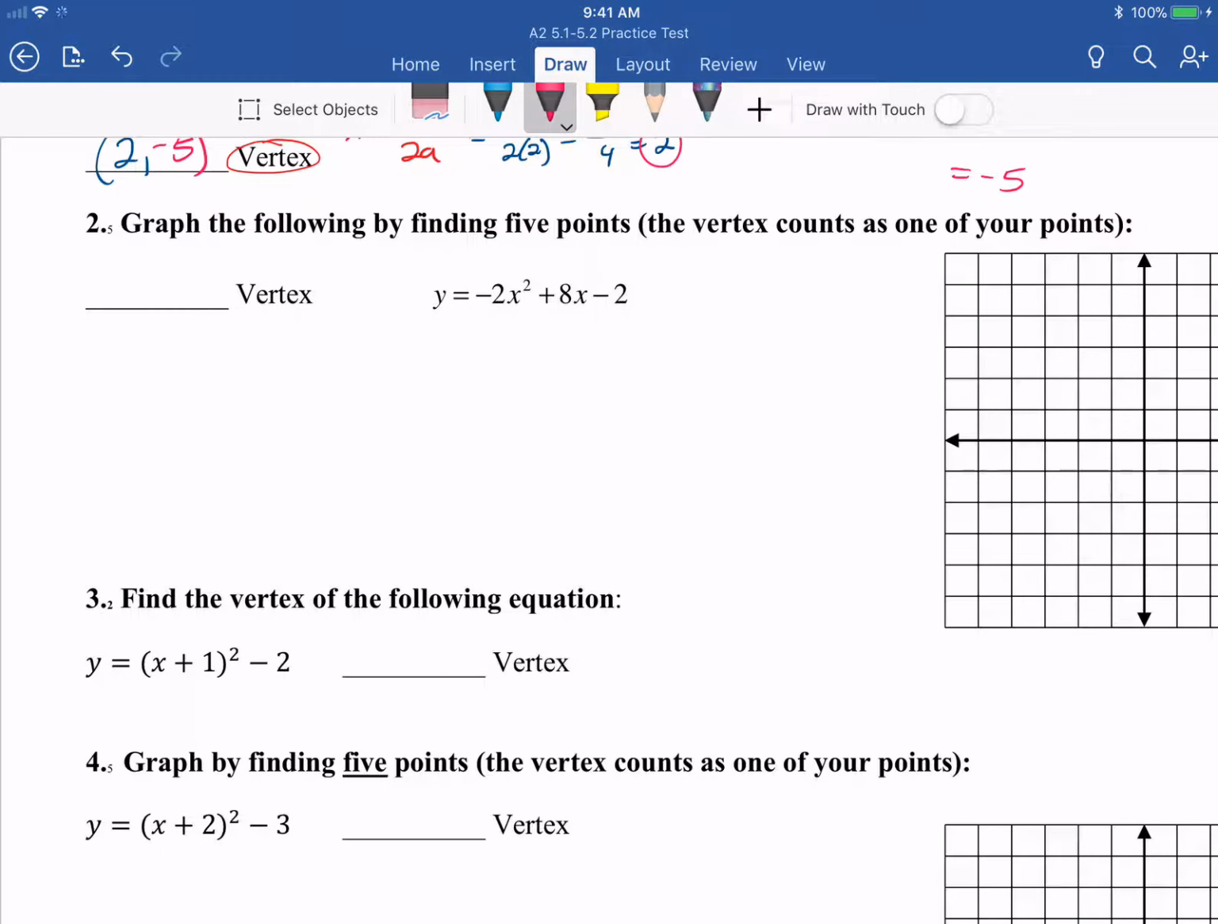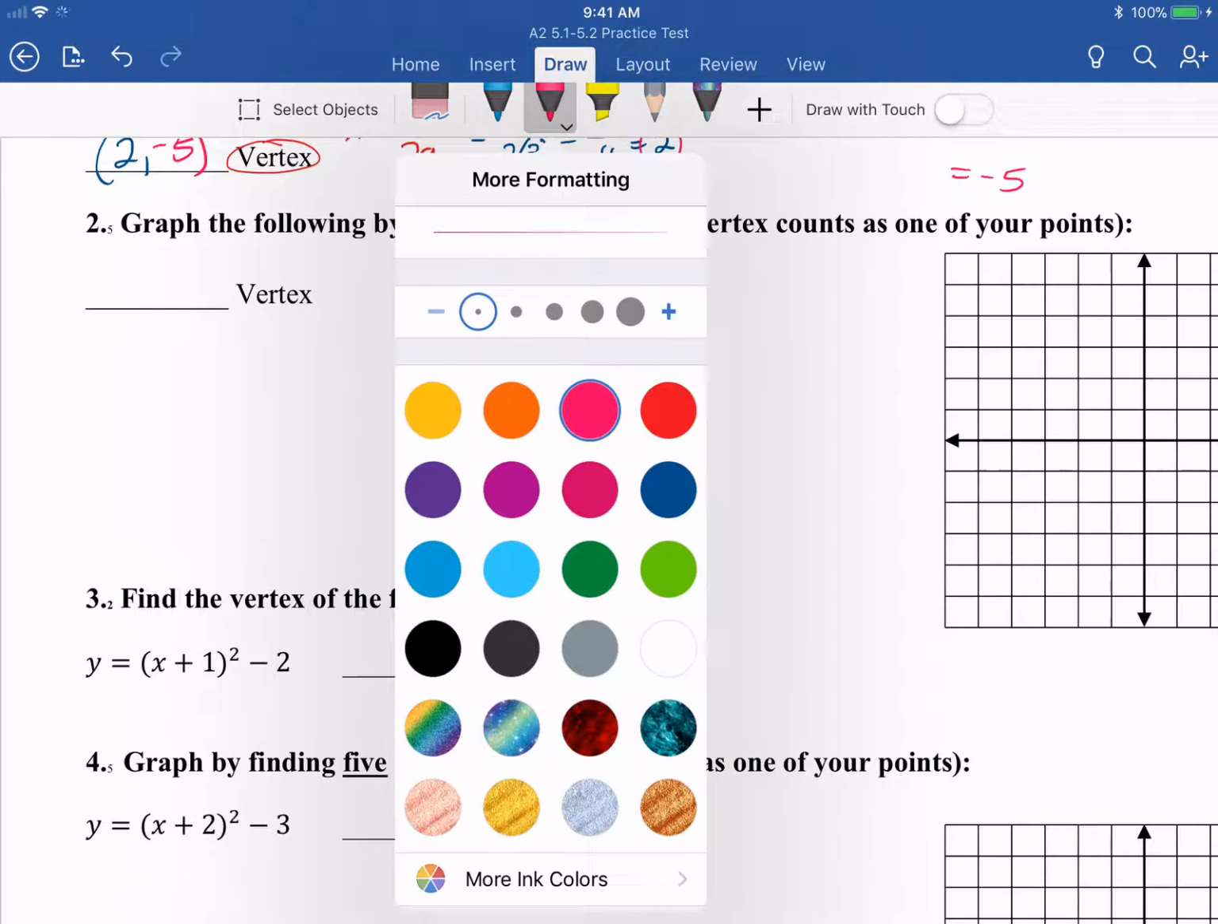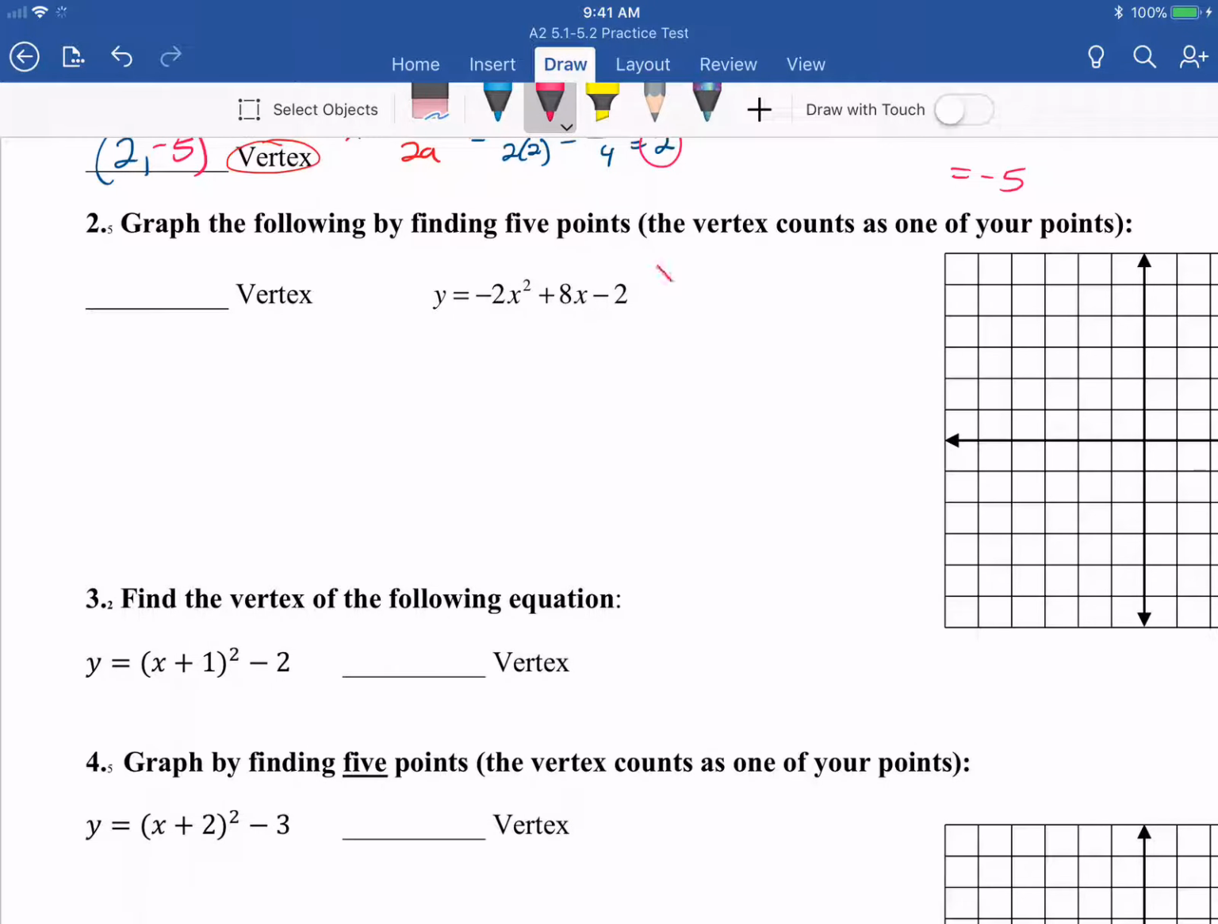The next one asks me to actually graph this. So I have to find that vertex again. Let's go through that same equation. I know that x equals the opposite of b over 2a. So again, I have my a, b, and c. Plugging this in, I get -8 over 2 times -2, which actually comes out to be that same x value of 2 for my vertex.